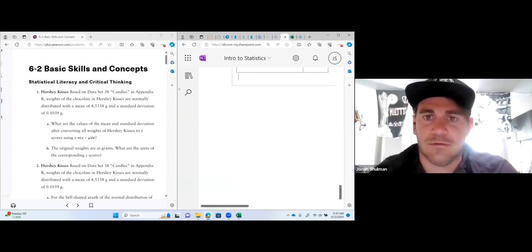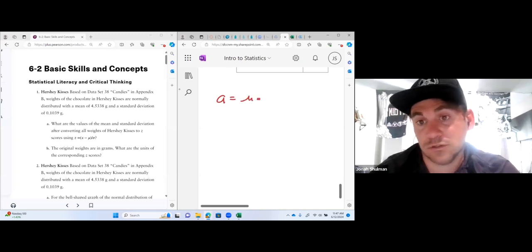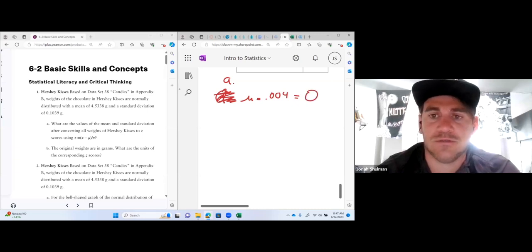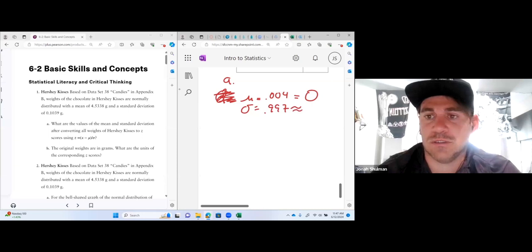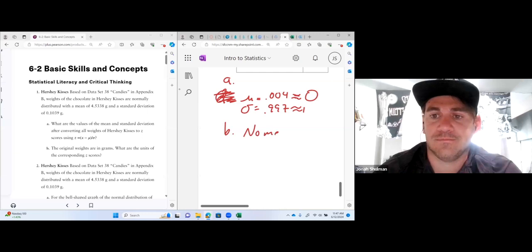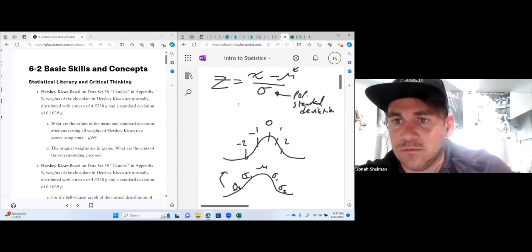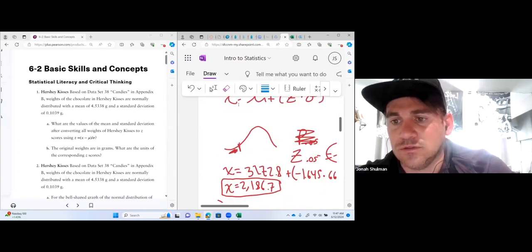So for A, we know the mean was 0.0004, right? So for A, we know the mean is 0.04, but in our case, we know that's going to be 0. And our standard deviation was 0.997, which we know is approximately 1, and B, no measurement, because it's just a standardized thing based on percentages. All right, that was 1. Let's go to 2.